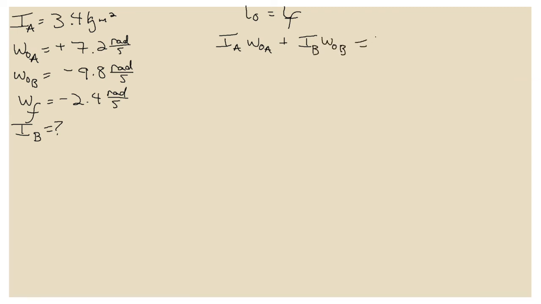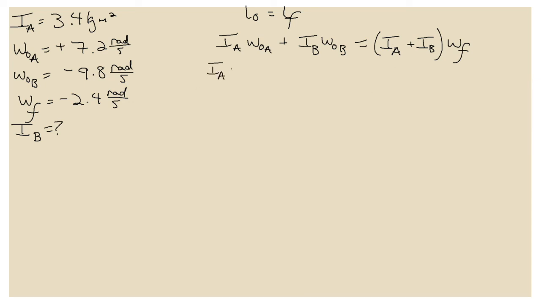And that's going to be equal to the two disks' rotational inertias joined together. Remember, they stick. This is like a perfectly inelastic collision, times omega final. Now, what's a little bit annoying about this problem is you have to solve this for IB. And the way we usually write this means we've got to distribute, gather, factor, but it's not that terrible.